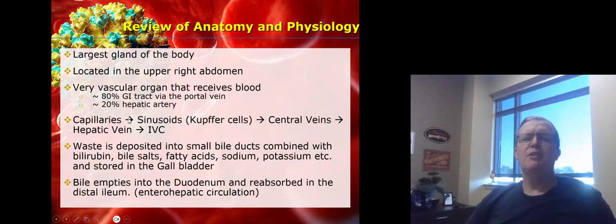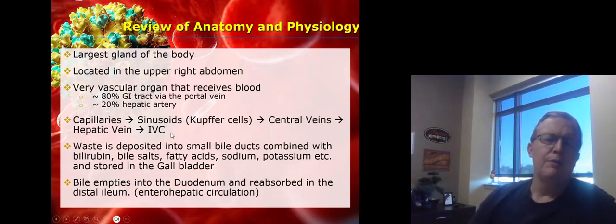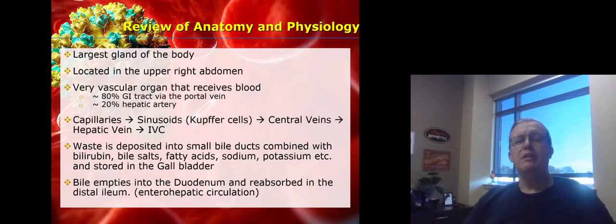Basic structure: capillaries within the liver dump back into the sinusoids, the Kupffer cells, which then dump into central veins, back to the hepatic vein, and then to the inferior vena cava. That is the way the blood returns from the liver into central circulation.